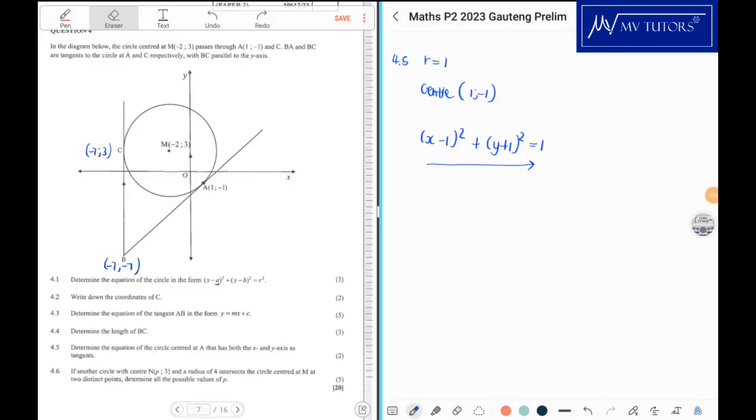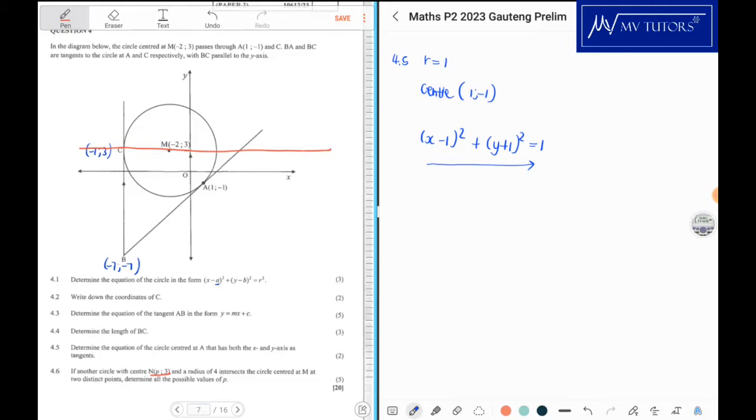4.6. If another circle with center N and a radius of 4 intersects the circle centered at M at 2 distinct points, determine all the possible values of P. Alright, so as a visual learner, I'm just going to try to see how this is looking. We know that the y value is 3, and with the current circle that we have, the y value is also 3. So I'm just going to put a line here to show that for both circles, or all possible circles, the y value has to be 3.